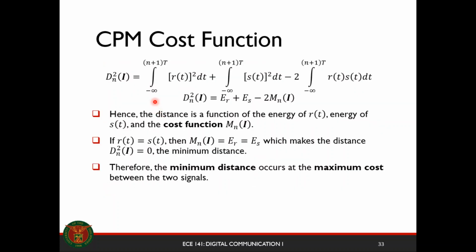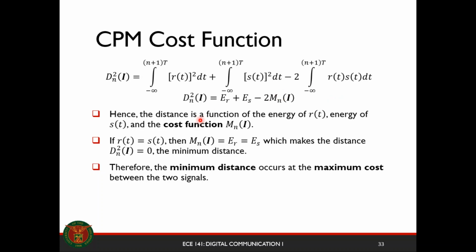Okay? So examining these three components, this is the energy of your received signal, this is the energy of your transmit signal, and this is the cross correlation of R of t and S of t. So basically the distance is a function of the energies of your received and transmitted signals and some cost function m sub n of I, which is the cross correlation of R of t and S of t.